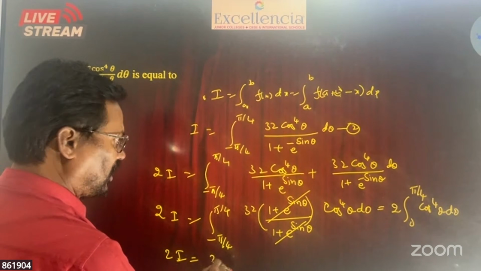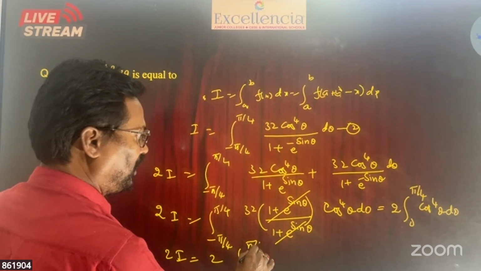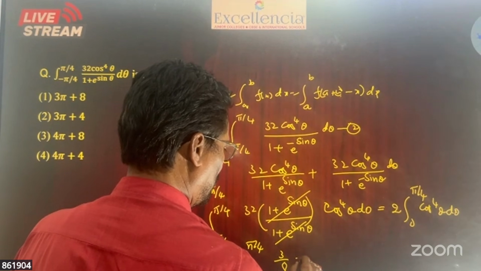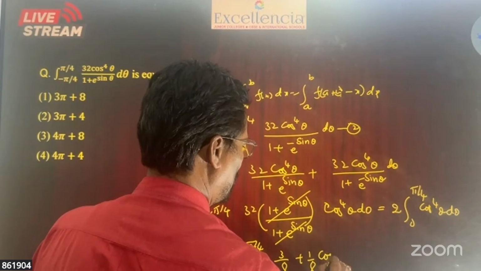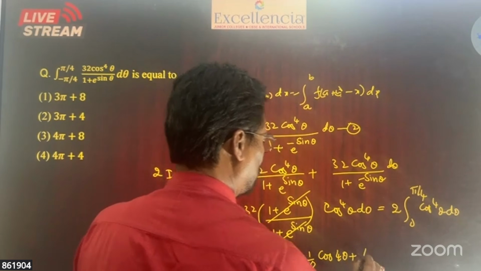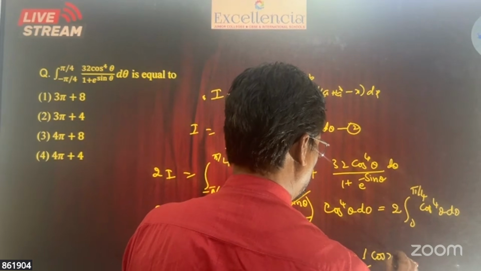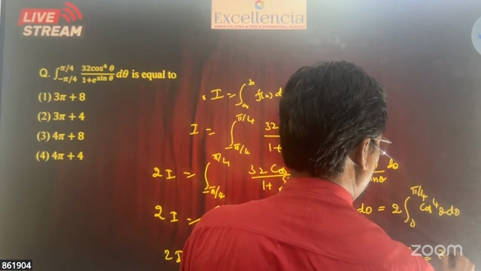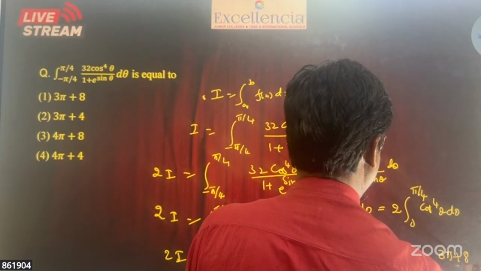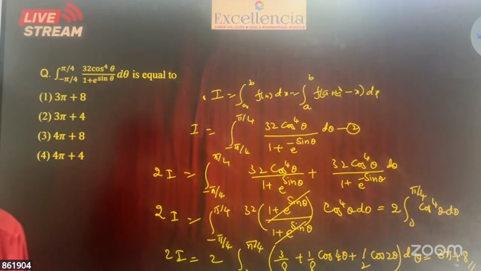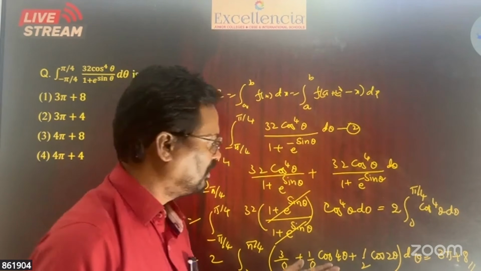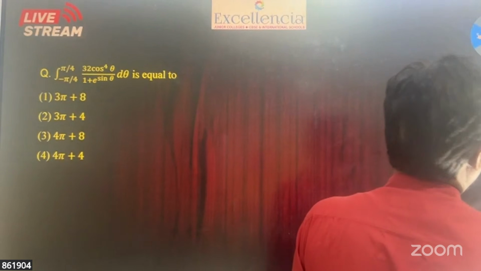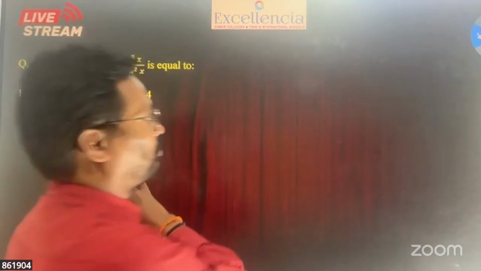This is 2 times the integral from 0 to pi by 4, where cos power 4 theta is converted into 3 by 8 plus 1 by 8 cos 4 theta plus 1 by 2 cos 2 theta dθ. If we simplify, we get the answer 3 pi plus 8. So this second question is also very simple. These are the two easy questions we got, in the definite integral and in the progressions.